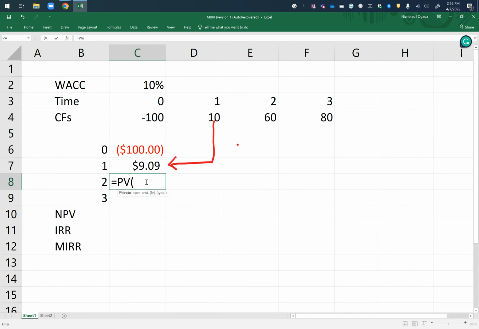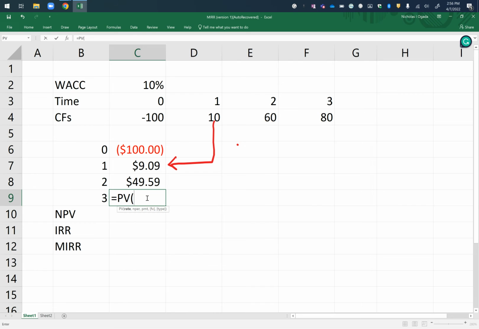We do the same thing for the $60 to be received 2 years away. Our cost of capital is 10, this is to be received 2 years away, so our N is 2, the payment is 0, and our future value is the $60. Again, we assume these payments are at the end of the period. The present value of 60 in today's value is $49.59.